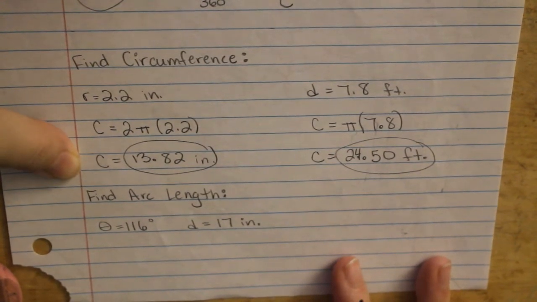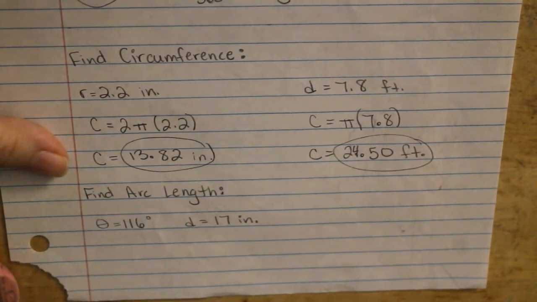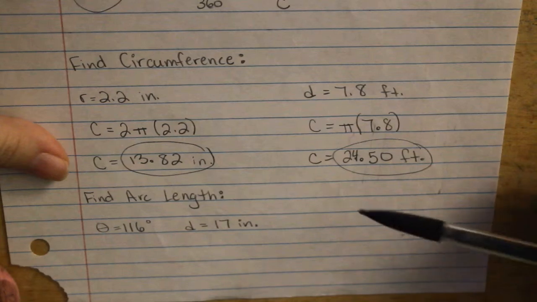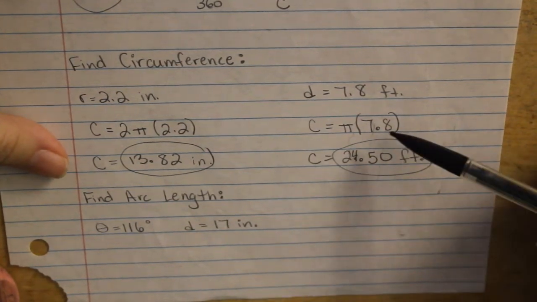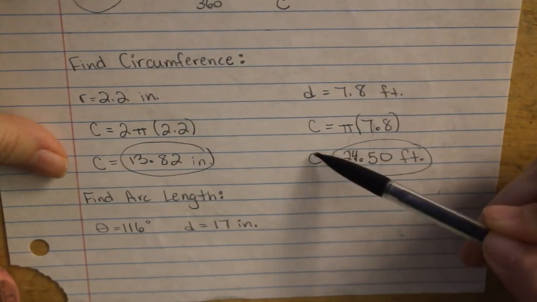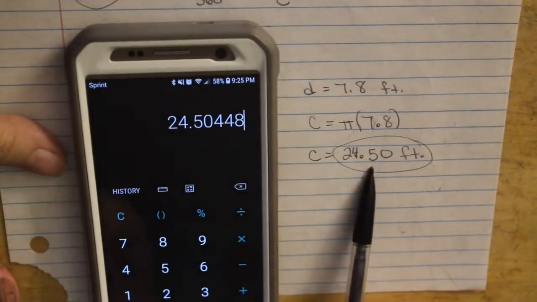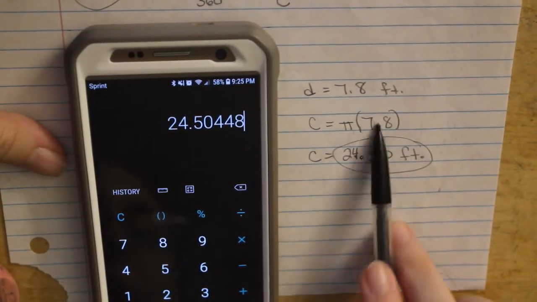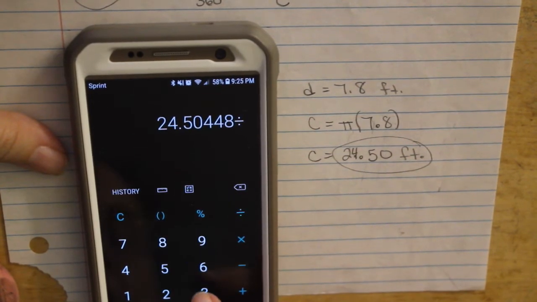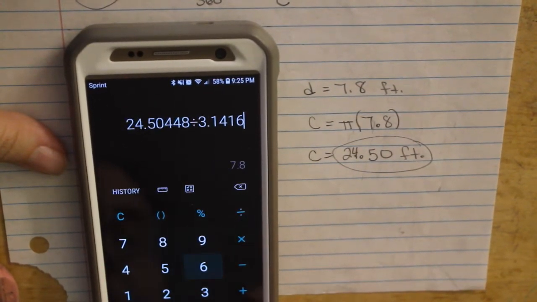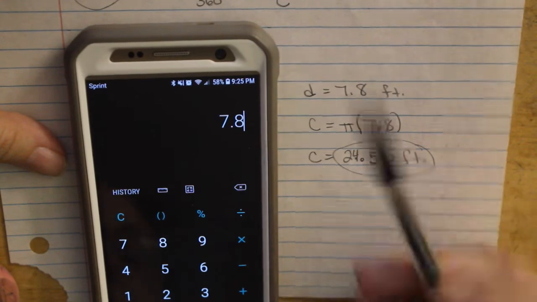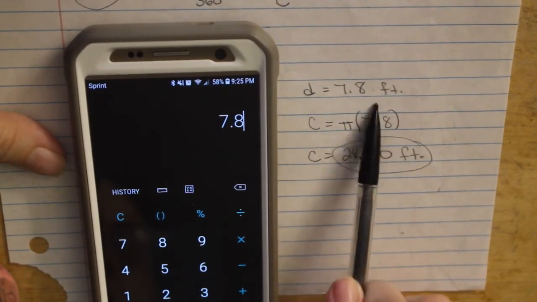Not bad, huh? These two types of questions should be pretty easy. If you were going backwards and say they gave you the circumference and they wanted the diameter, you would just simply do the circumference divided by pi. So to show you that, I have my circumference here. If I wanted to find my diameter, I would just divide it by 3.1416, and it's gonna give me 7.8.